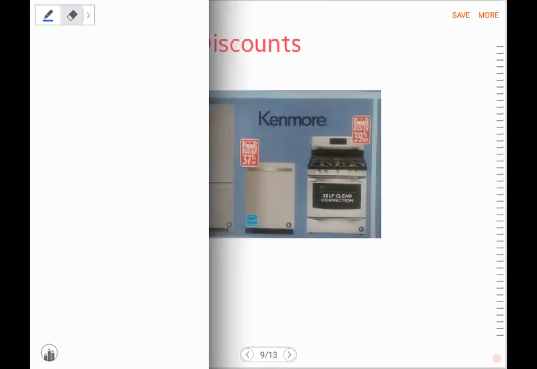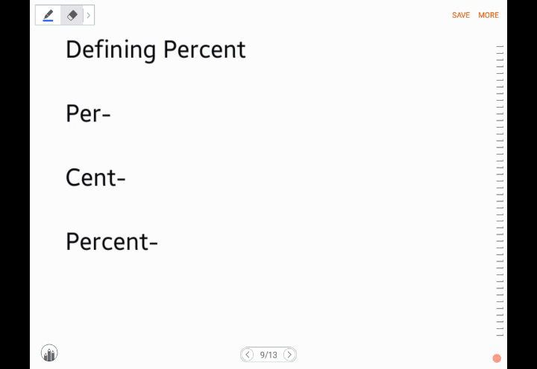Okay, so now let's keep moving along here. Let's look at giving a definition to the word percent. So what I like to do is break it down into two parts. Per, which we know from studying ratios, simply means out of. Like 3 out of 4 or 12 out of 20.